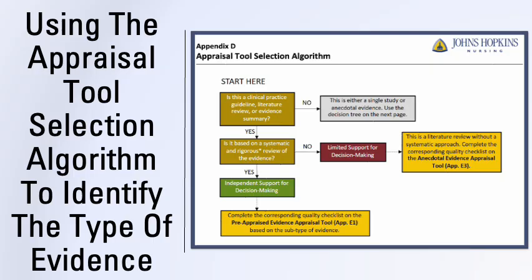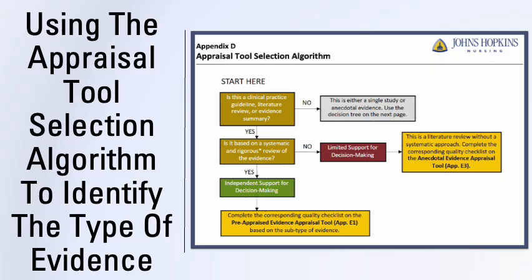To appraise your evidence, you must first know what type of evidence a given article or piece of literature is. And while the previous slide may have made it sound very easy to identify the type of evidence, you will find that sometimes there can be a challenge to figuring out what exactly this piece of evidence is. Therefore, the best practice is to follow Appendix D of the Johns Hopkins Evidence-Based Practice Model and Guidelines, which is the appraisal tool selection algorithm. And I'll go ahead and walk you through that process.